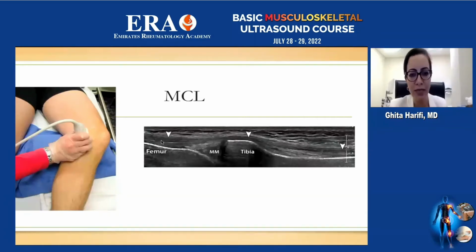This is the MCL, as you can see here, between the femur and the tibia medially. And you can also appreciate the medial meniscus and the anterior horn of the medial meniscus at this level.